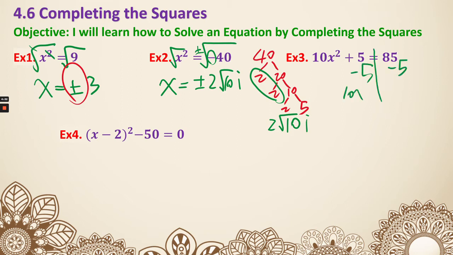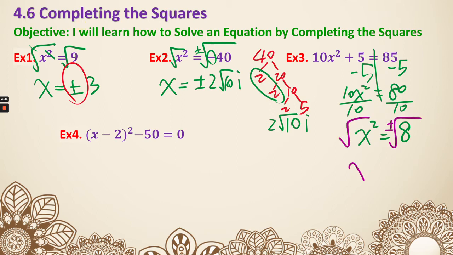So we have 10x squared equals 80. Then we're going to divide both sides by the 10. We got x squared equals 8. Now it's time to take the square root, plus minus. So x equals, if we do a factor tree on 8, it's 2, 4, 2, 2. Clearly we have a pair of numbers right there. So it's going to be a 2 outside, another 2 inside, but do not forget the plus minus in the front. That's example 3.